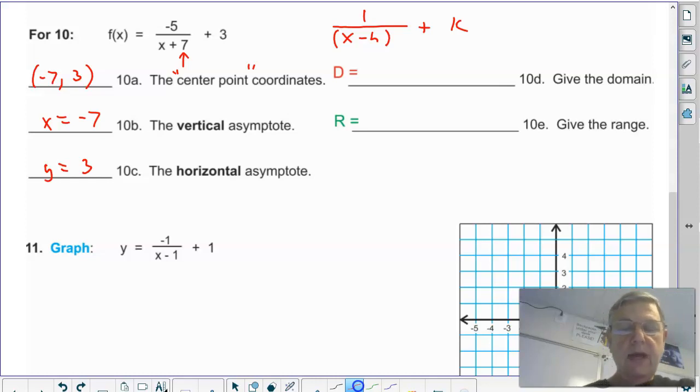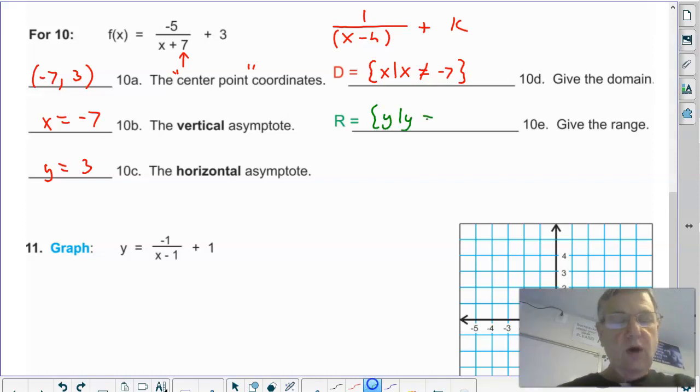All right, give the domain. Set of all x's such that x is anything except, so x cannot be negative 7. So it's all the real numbers except negative 7. What's the range? The set of all y's such that y cannot be a 3. All the y values except y cannot be 3.